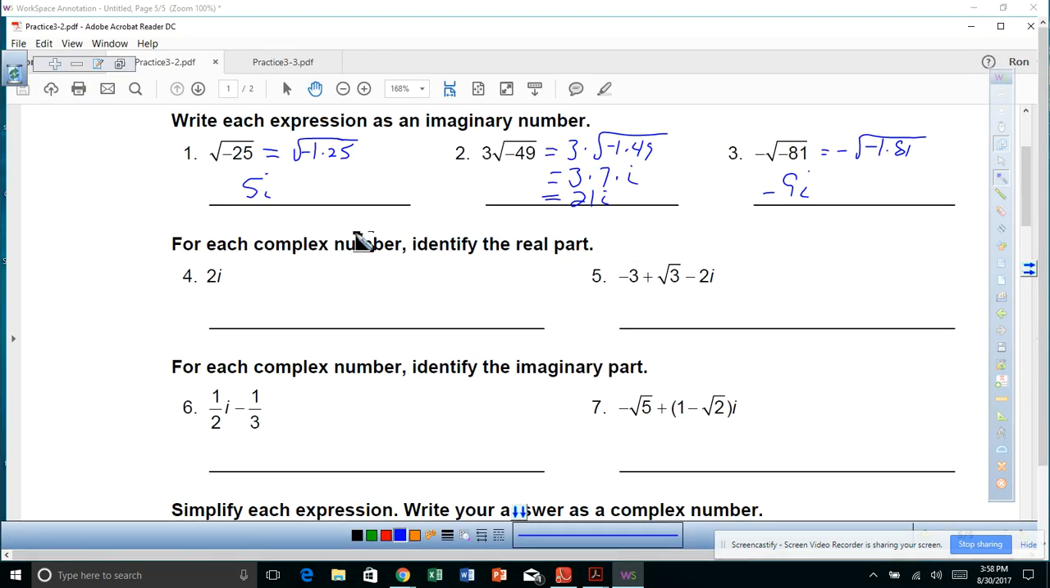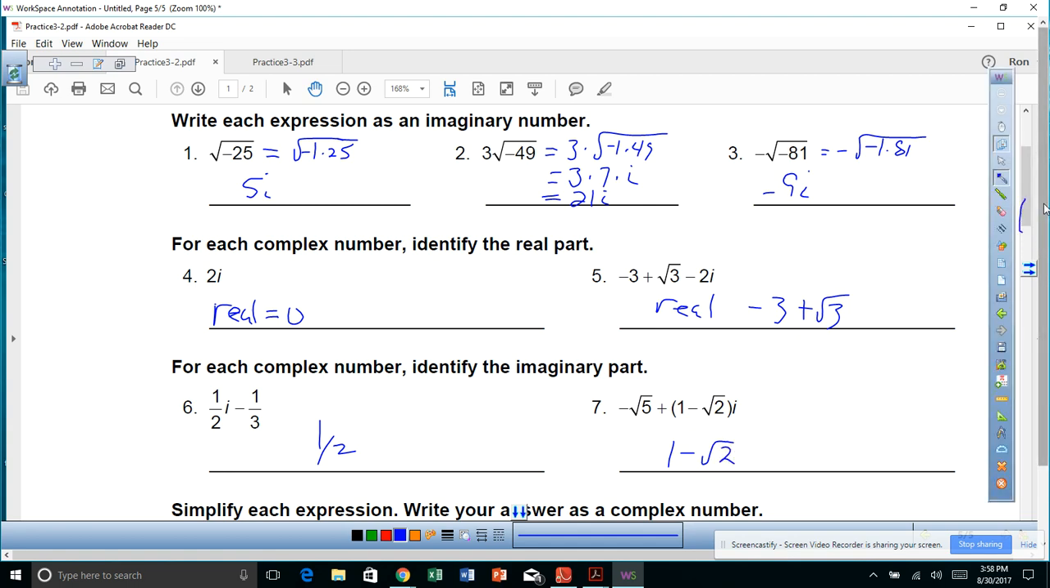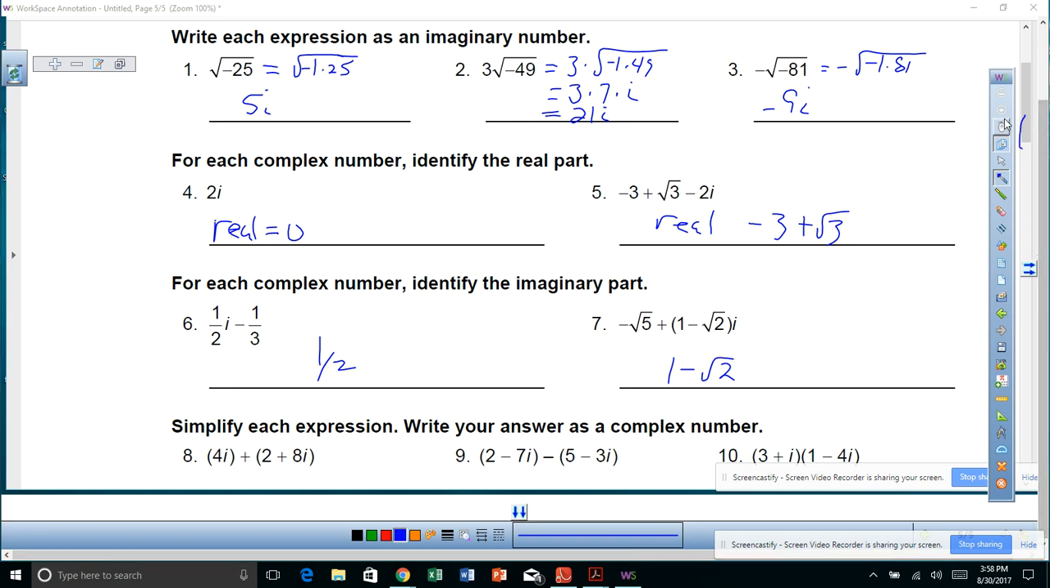So let's try. For each, identify the real part. Well, the real part is 0. And let's see, the real part is 0. Here, the real part is negative 3 plus the square root of 3. For each complex number, identify the imaginary part. That would be 1/2. It's not the i, it's what's in front of the i. Here, that's going to be 1 minus the square root of 2. Doing good, folks. Doing good. All right.